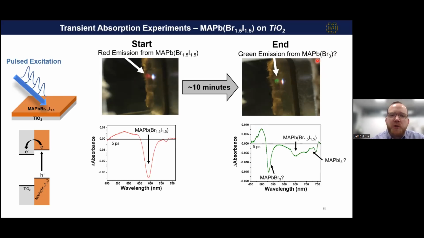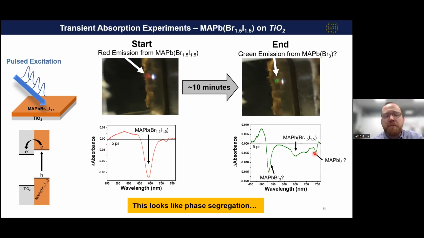Then if we look at the actual transient absorption spectra, and again I'll explain what these features mean in a second, initially at the start of the experiment we saw basically one feature, coming from where we expect the mixed halide perovskite phase to appear. After 10 minutes of this laser radiation, we started to see multiple different fingerprints in the transient absorption spectra that looked very reminiscent of phase segregation.